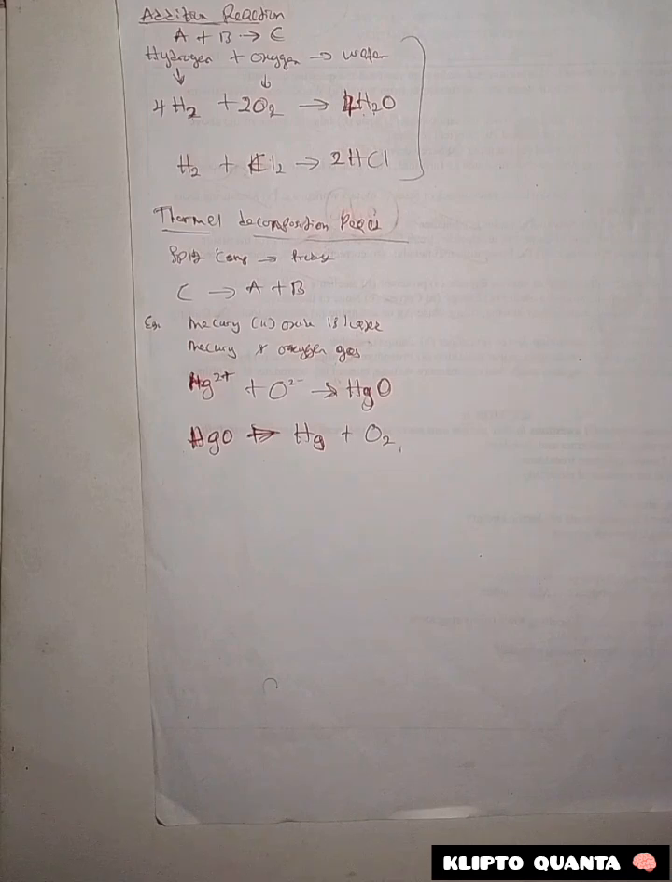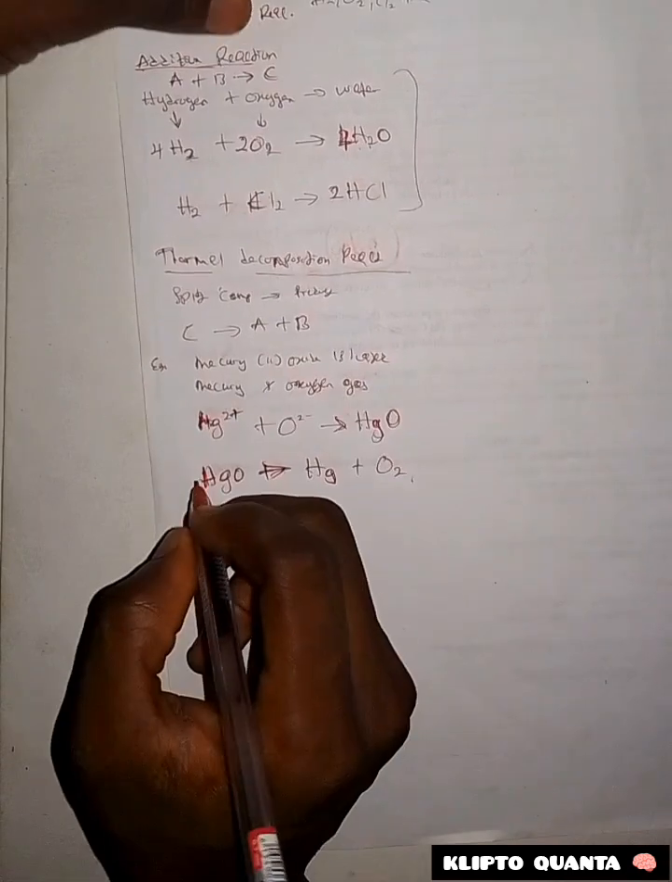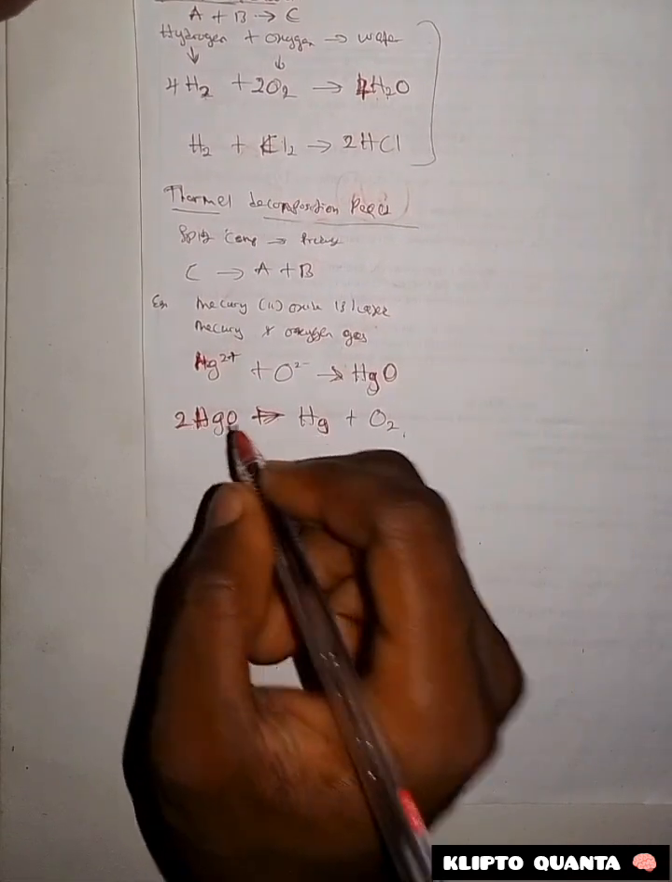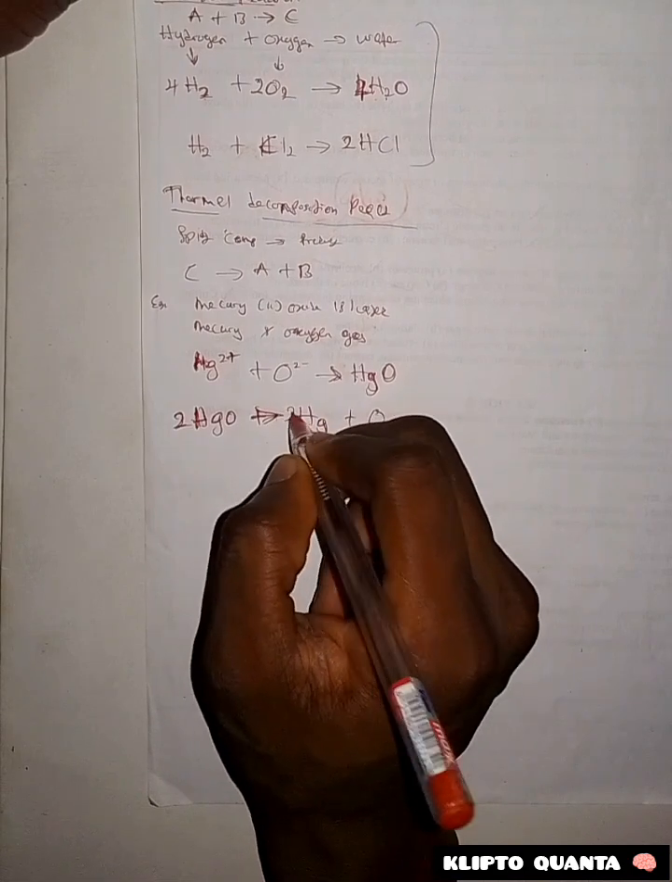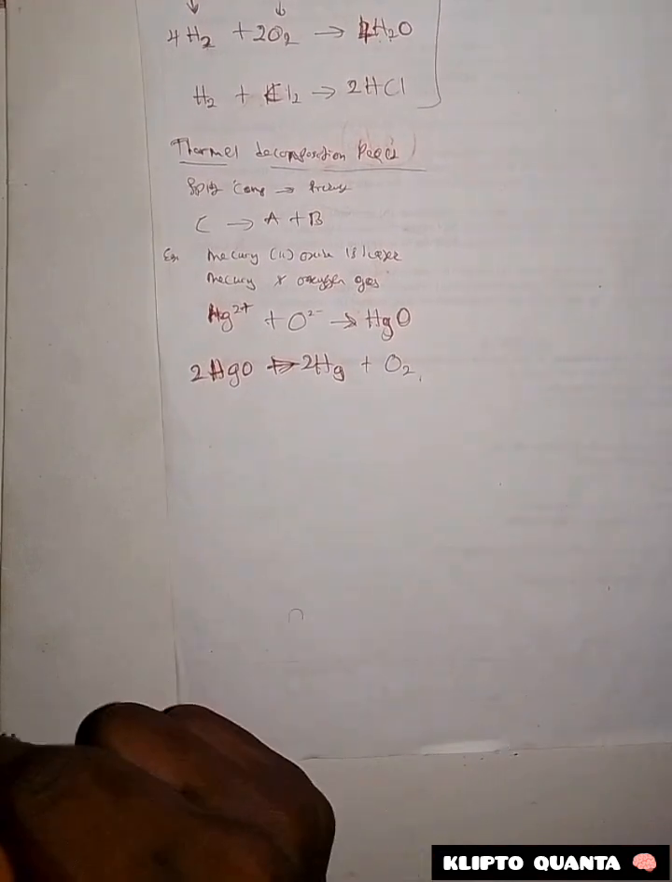And is this balanced? This is not yet balanced. How do we balance it? We can add 2 here, then we also add 2 here. Are you getting what I'm saying?